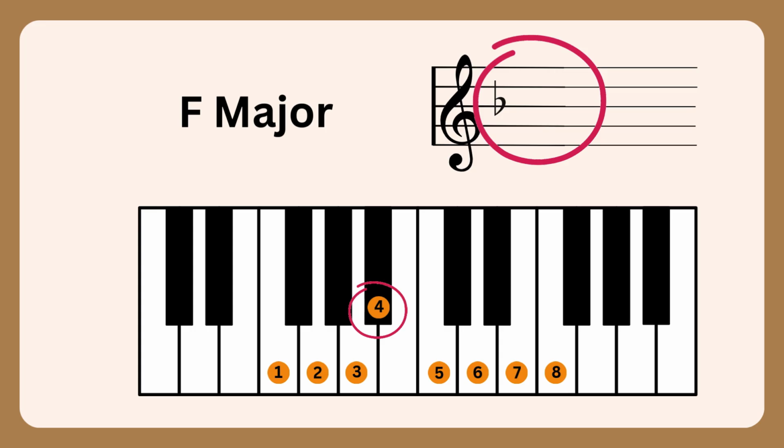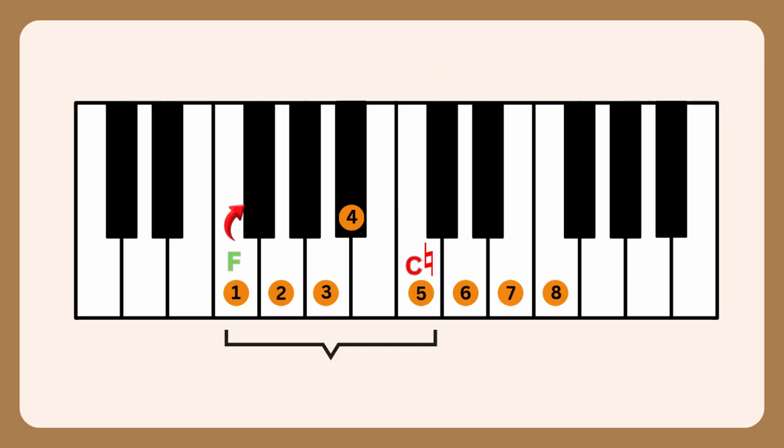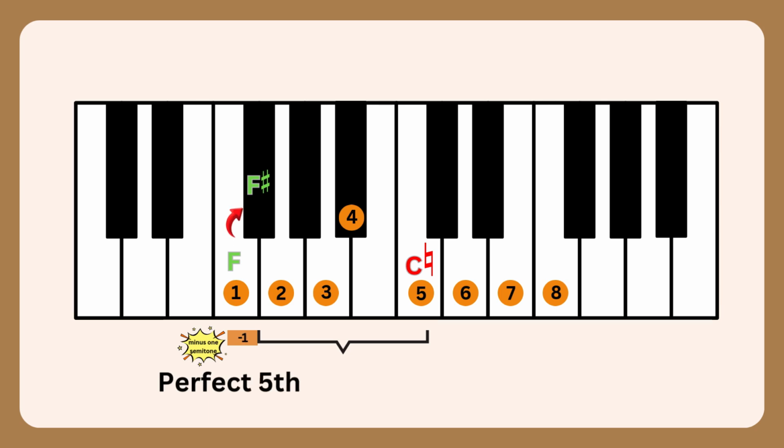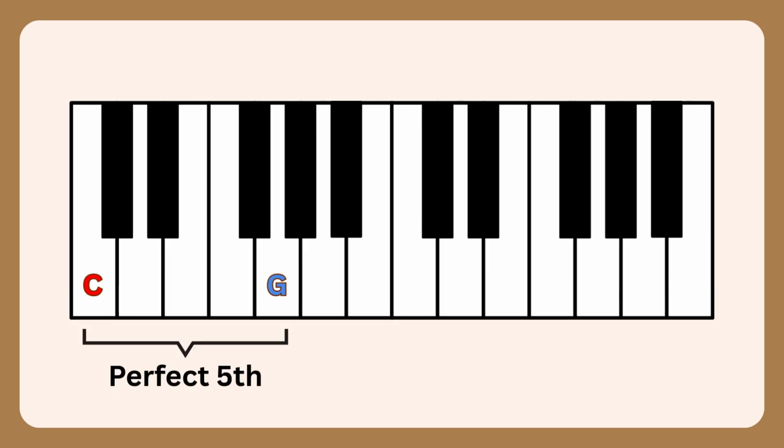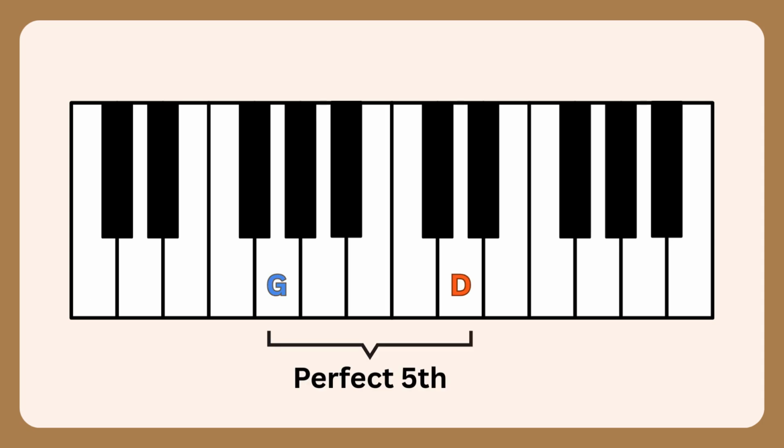Pro tip. You could also use F major, which has only 1 flat, B flat, to find the answer. Raise F to F sharp. This shortens the interval by 1 semitone, so perfect minus 1 is diminished. As the saying goes, all roads lead to Rome.